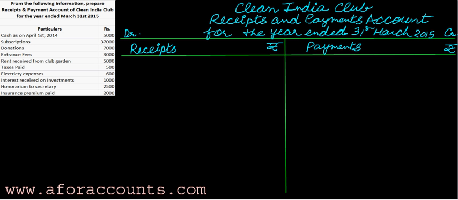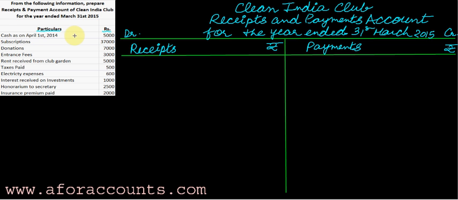Starting with the first question on not-for-profit organization. From the following information, prepare the receipts and payments account of Clean India Club for the year ended 31st March 2015. We have particulars and amount. So, we write it as Clean India Club receipts and payments account for the year ended 31st March 2015. The debit side is our receipt side and the credit side is my payment side.